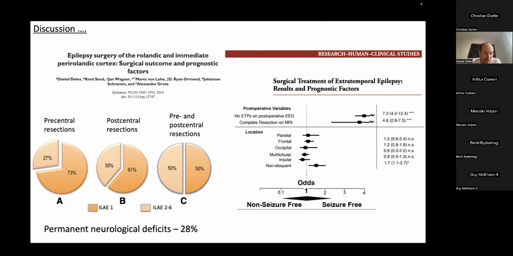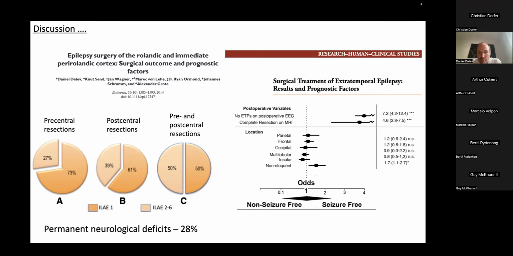So if you do resections there, if it's a pure Rolandic, like the precentral, postcentral, you get a high rate of permanent neurological deficits, but you can also achieve a very good seizure outcome. And of course, it gets a little bit worse if the lesion is so vast that it involves both pre and postcentral gyri.